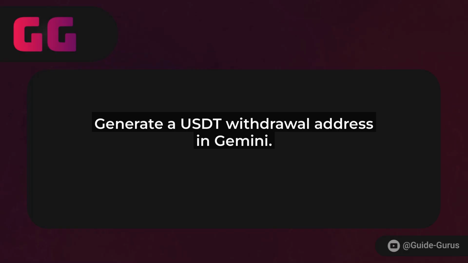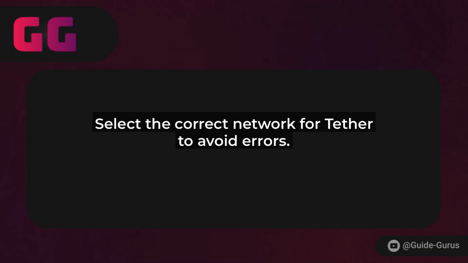Step 1. Log into your Gemini account and navigate to the wallet section. Here, you'll generate a withdrawal address for USDT. Remember, Tether can be on different networks like Tron or ERC20, so double-check which one you're using to avoid any transfer issues or extra fees.